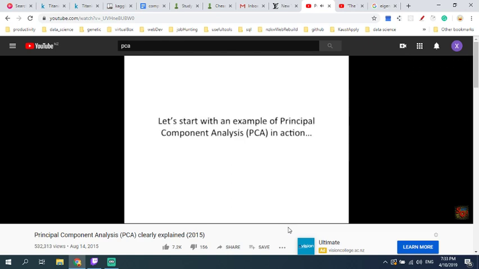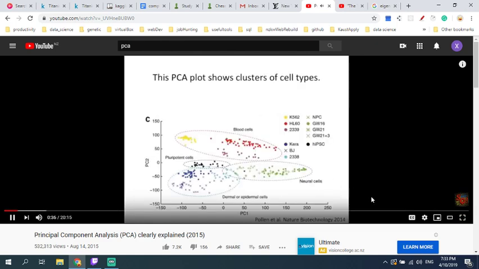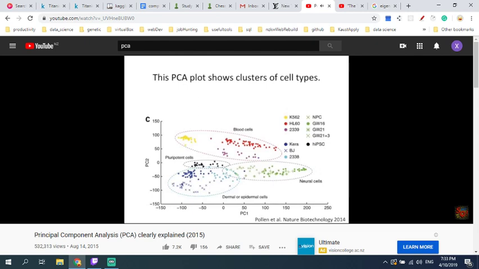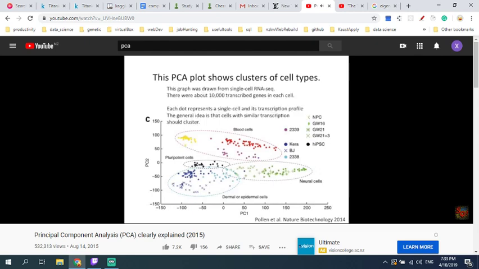Today, we're going to be talking about principal component analysis, or PCA for short. Let's start off with an example of principal component analysis in action. Here's an example PCA plot that I got from an article that I was just reading. It shows clusters of cell types. This graph was drawn from single-cell RNA sequencing data. There were about 10,000 transcribed genes in each cell.